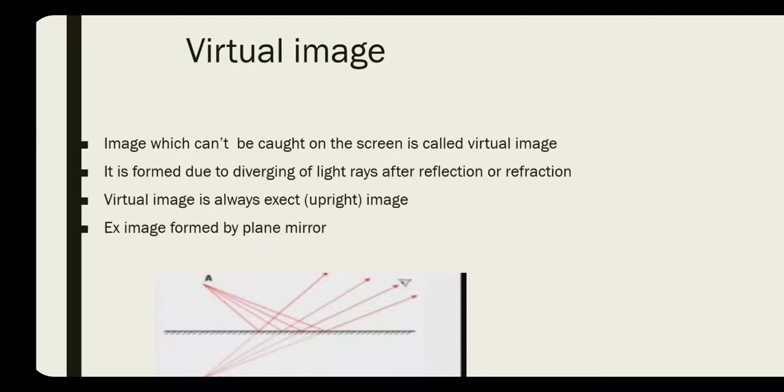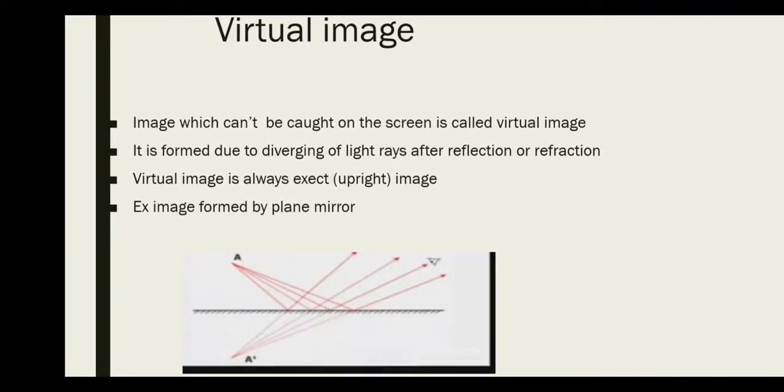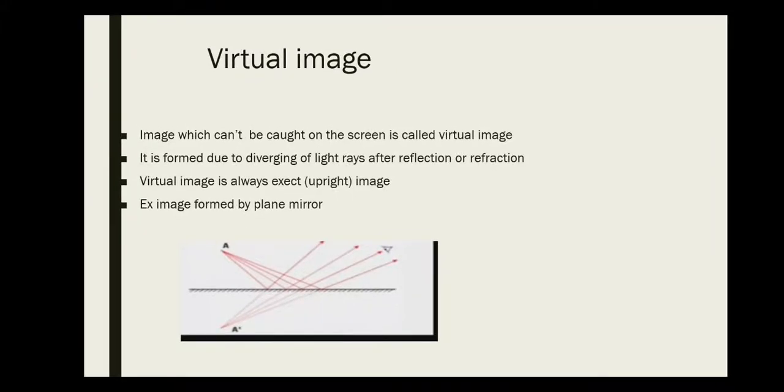What is diverging? The light rays cannot meet at a point. Those are called diverging rays. They split apart. That is called diverging. A virtual image is always an erect or upright image. Erect means straight, upright. An example is the image formed by a plane mirror. This is called a virtual image.